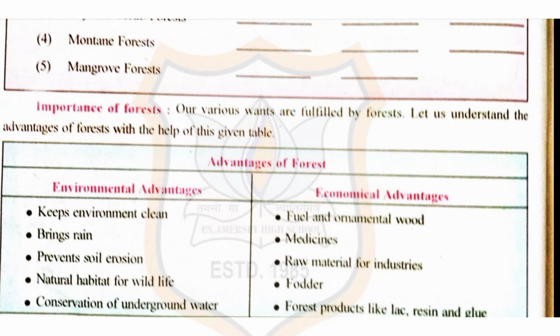Now next is economic advantages of this forest. So number 1 is fuel and ornamental wood. Number 2, medicines. Number 3, raw material for industries. Number 4, fodder. And fifth number, forest products like lac, resin and glue.